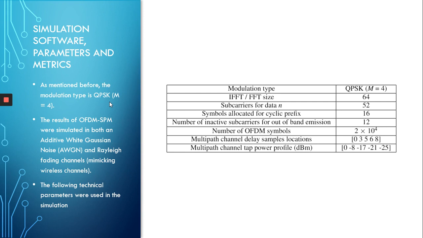So coming to the simulation parameters, you'll find in the table on the right all the simulation parameters used. As we mentioned before, the modulation scheme we're pairing with OFDM-SPM is QPSK. And the results of the simulation were actually done for both an additive white Gaussian noise channel and a Rayleigh fading channel, as fading channels mimic wireless channels more accurately.